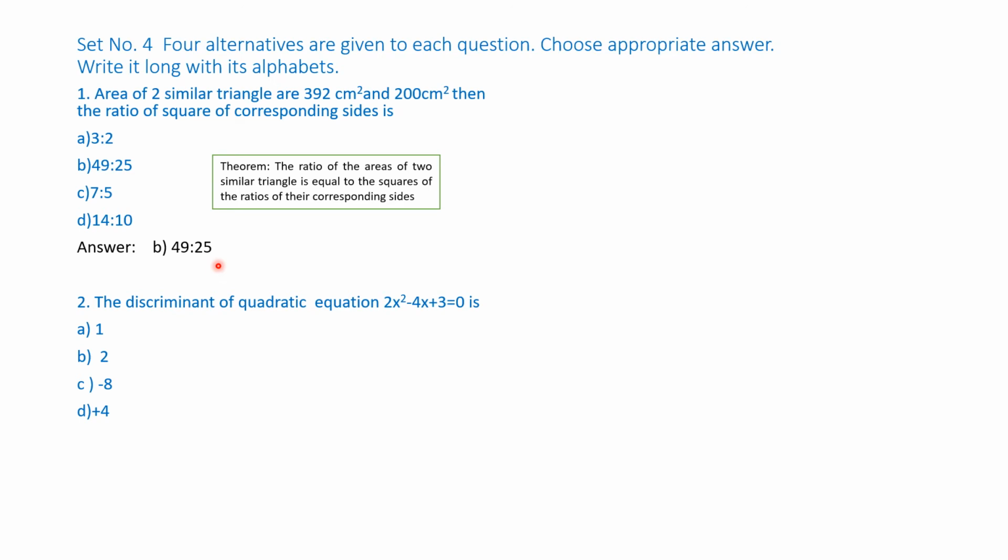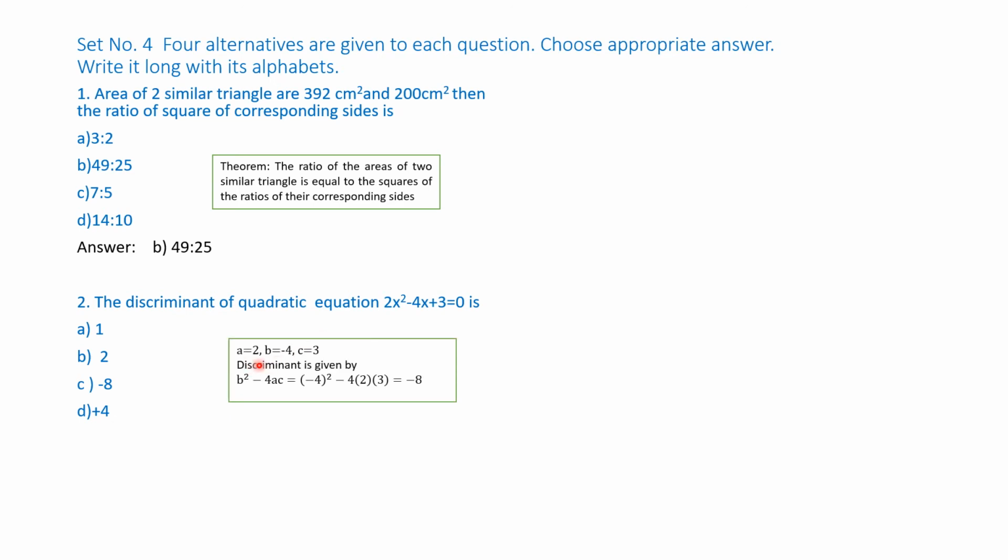Question number 2. Find the discriminant of the quadratic equation 2x square minus 4x plus 3 equals 0. This we have already solved in the previous set, so the answer is repeated here. The explanation also is repeated.